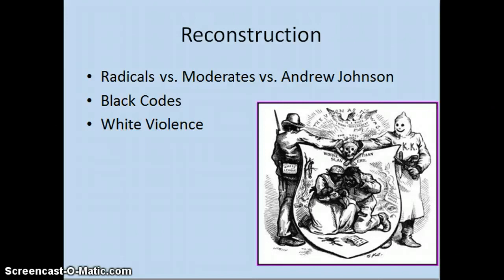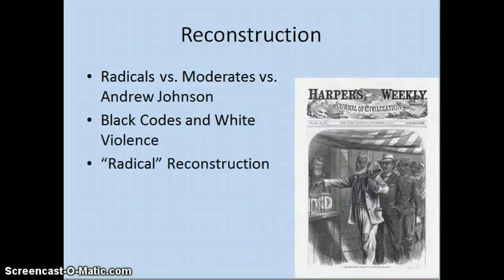It becomes clear that if we leave the South to its own devices, we're going to end up with a system that looks a lot like the Old South. The result is something called radical Reconstruction. And among many things that changed during radical Reconstruction, we see guaranteed citizenship for all African Americans. And in the 15th Amendment, we see universal suffrage for all black males, and we see the Harper's Weekly in the corner depicting a black man going to the polls.